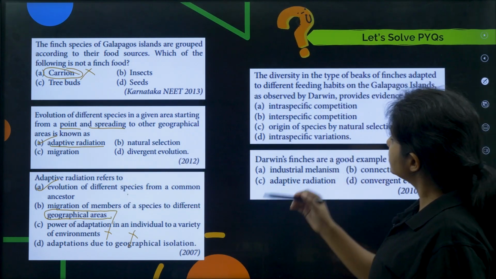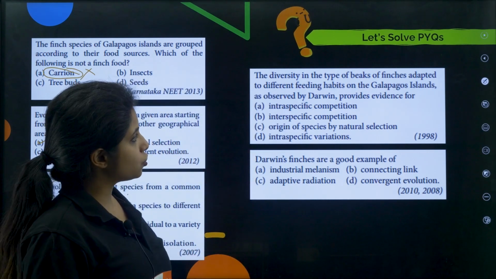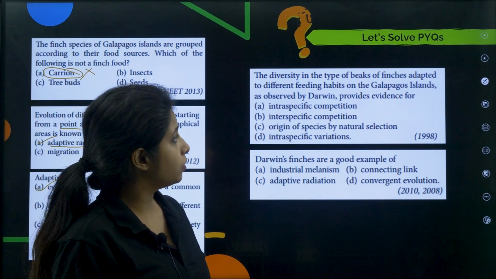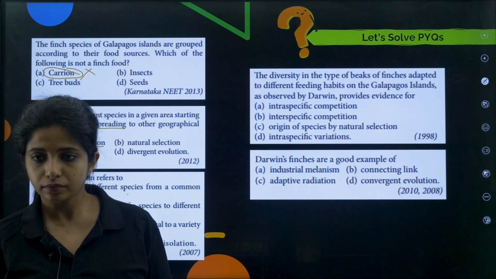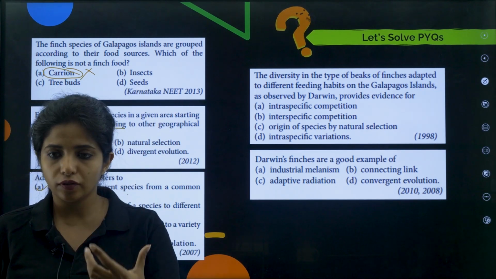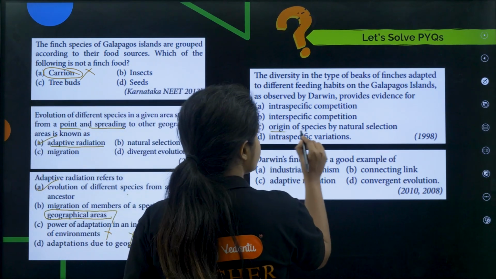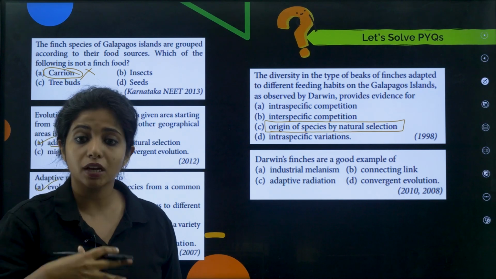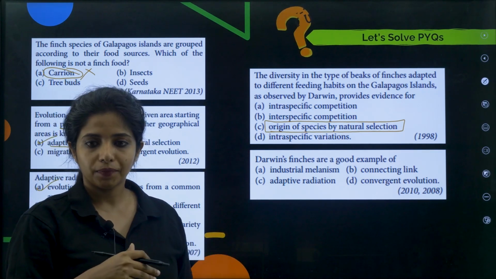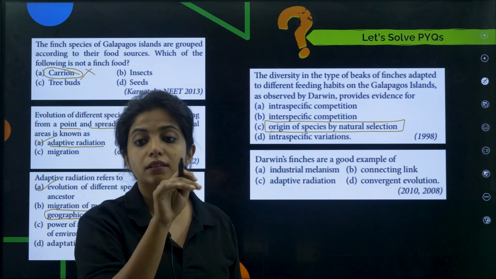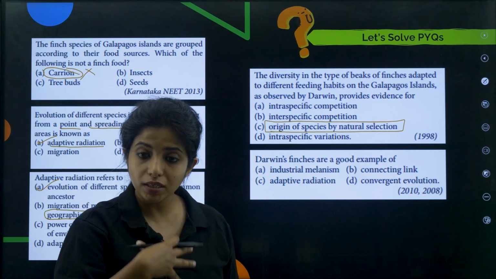Now, diversity in the type of beaks of finches adapted to different feeding habits on Galapagos Islands, as observed by Darwin, provides evidence of what? When you see different types of beaks, what does this act as evidence of? This acts as evidence of origin of species by natural selection. Nature itself is selecting. We saw cactus is there. So to eat cactus, you have different types of finches with different types of beaks. So this is nature which is selecting.